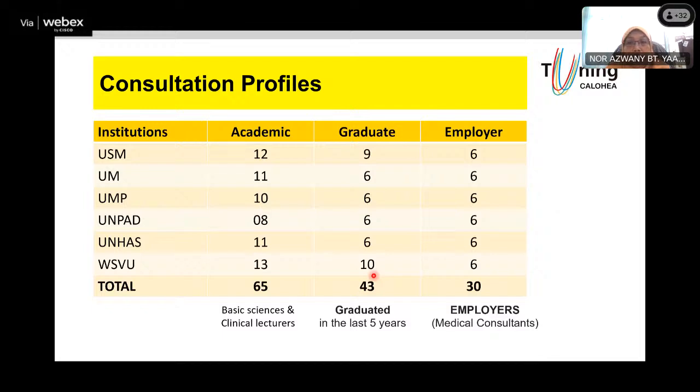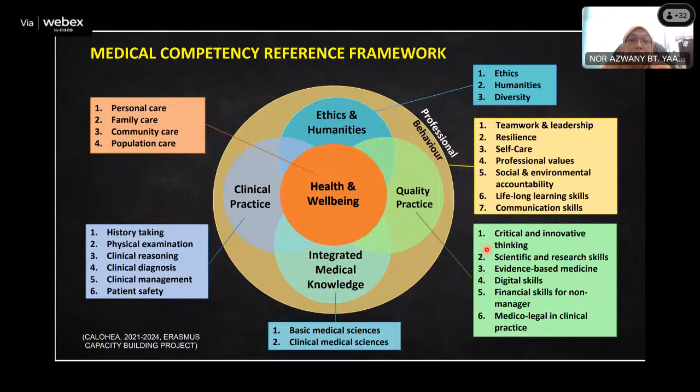And of course, we ask again the employers or the medical consultants from the Ministry of Health and Hospitals, and the other countries also with the medical specialists there. So from those discussions, we discuss back, and then we refine our meta profile, saying that all this personal care, family care, community care, and population care is actually, we can call it health and well-being.